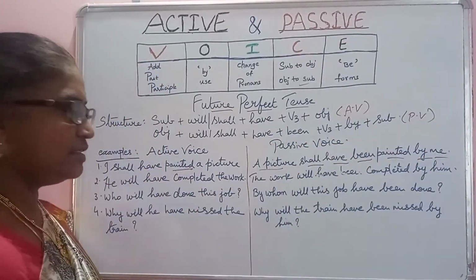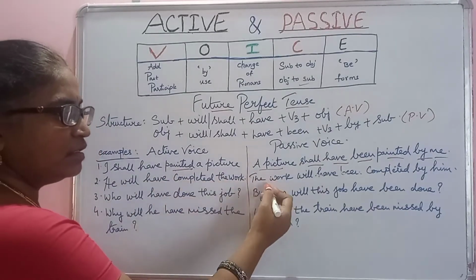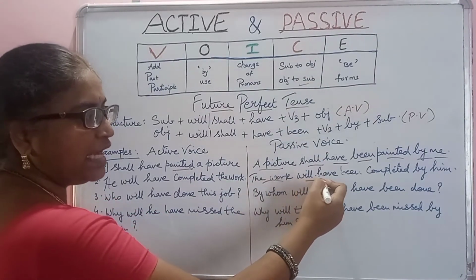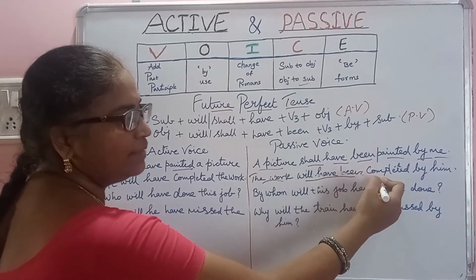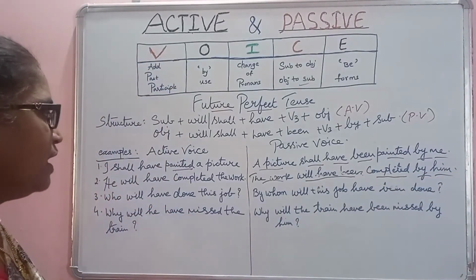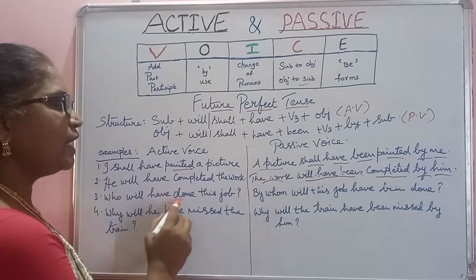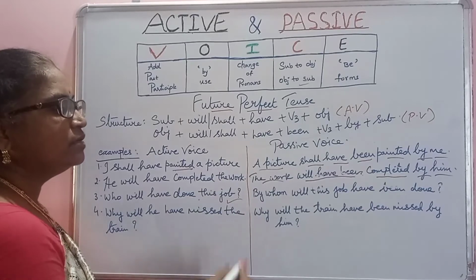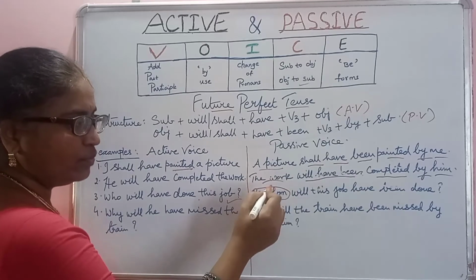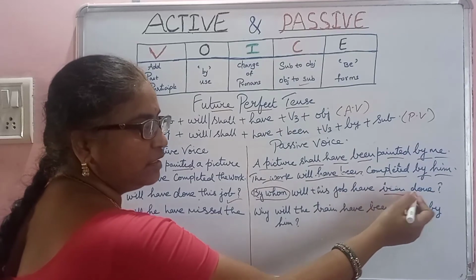When you go to the second sentence, you have: he will have completed the work. See here, the work is in the subject part. See what is mentioned here: will have been completed in the V3 form, by him, and he has changed into him. And this is an interrogative sentence, number three: who will have done this job? As we told earlier, who changes into by whom. This job will have been done.